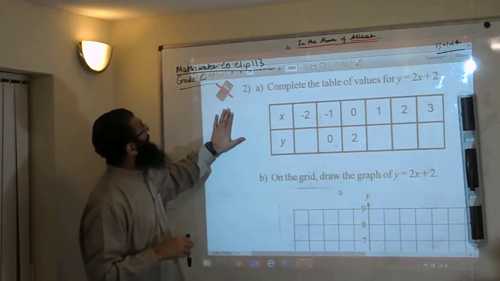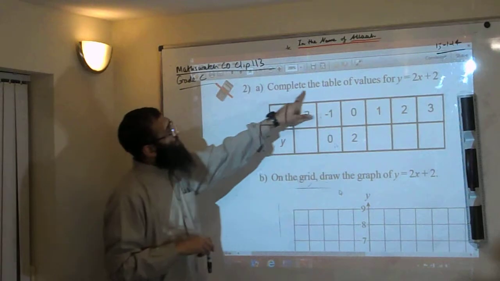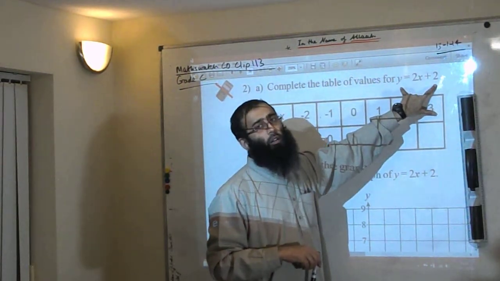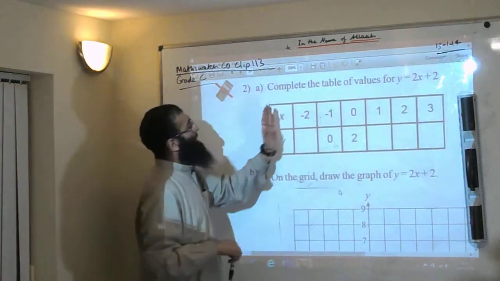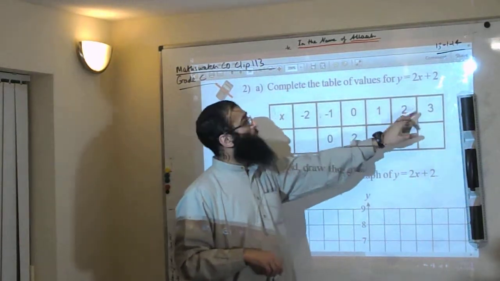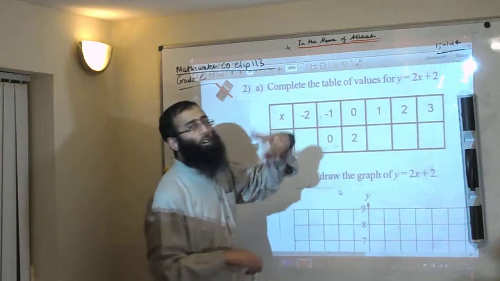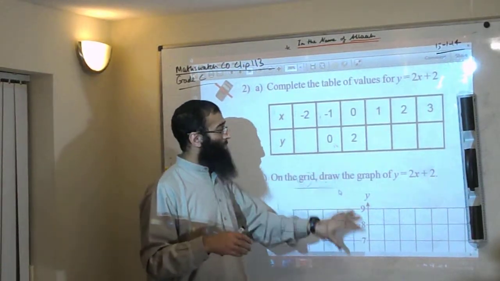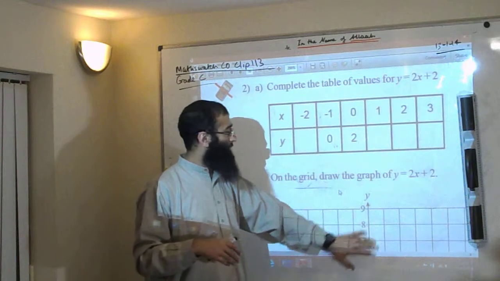Okay, so what we're doing here for this question is complete the table of values for y equals 2x plus 2. So we have our linear equation over here, our straight line. They've given us a table for the values they want us to substitute into this and get the corresponding y values out, and then consequently we're going to need to plot them onto a Cartesian graph.